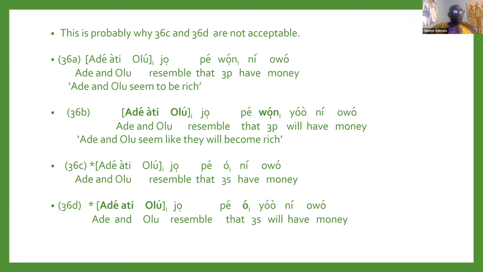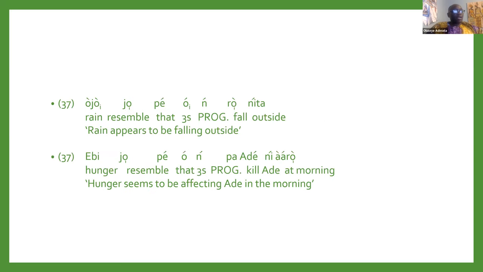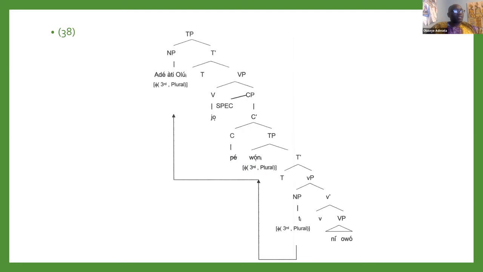One is the same thing as ade ati olu, and that's in terms of number. But if I were to use a singular resumptive pronoun there, then the sentence will be bad, as in 36C and 36D. In both cases, a third person singular pronoun is used to resume copy raising for plural, and the sentence is not acceptable. Sometimes this could also be clouded by the fact that the tense is different in the lower clause, like in 36 triple prime. Double prime is good with plural, but singular is not good in 36 triple prime. That's also a follow-up to that, so I'm just going to skip that.